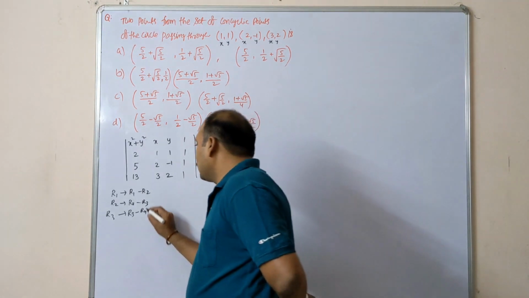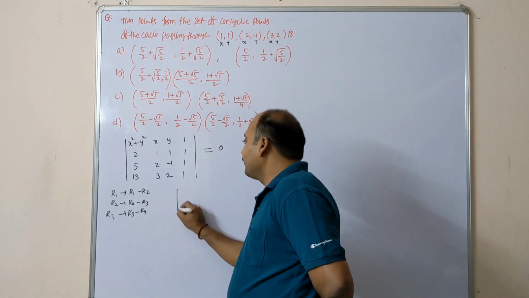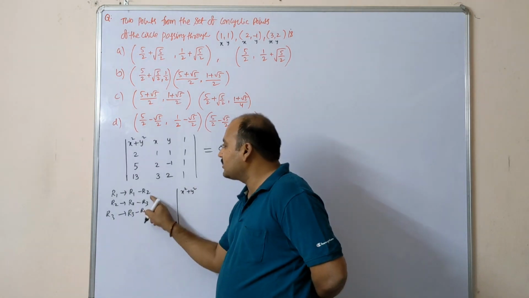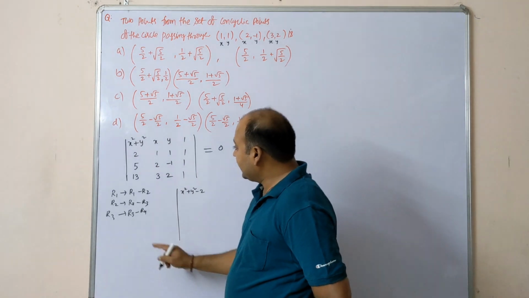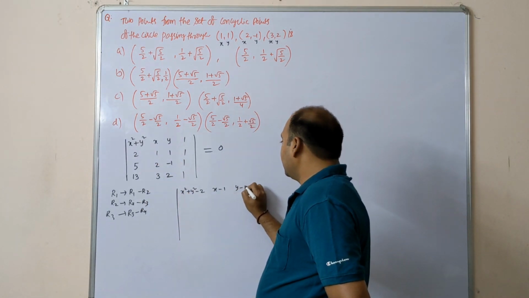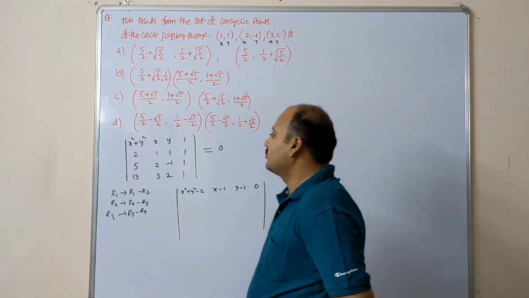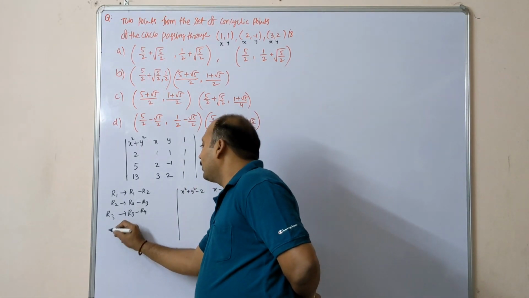So if you do like this, what happens after operating this one? R1: x square plus y square, R1 minus R2, R1 minus R2, minus 2. Next, x minus 1, y minus 1, 1 minus 1, 0. R4 we are not disturbing, like this only you can keep it. R4 as it is, we are not operating.